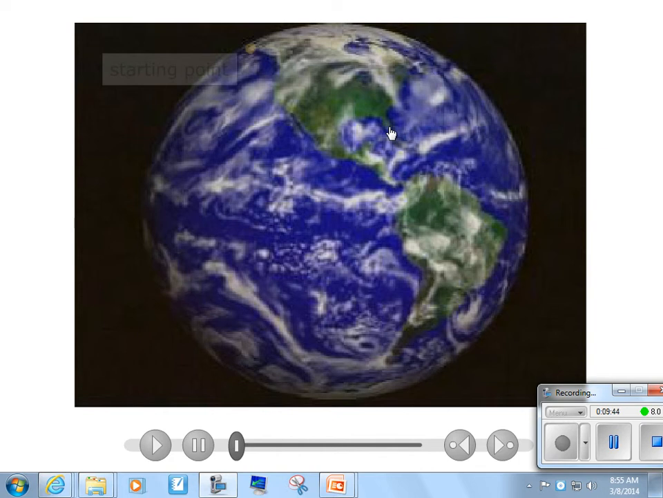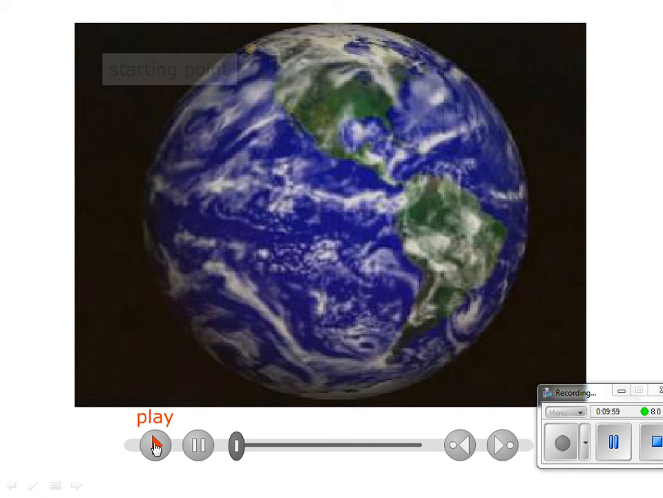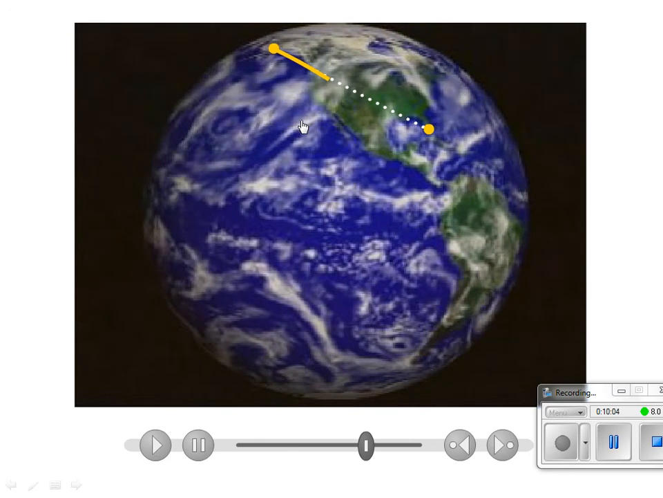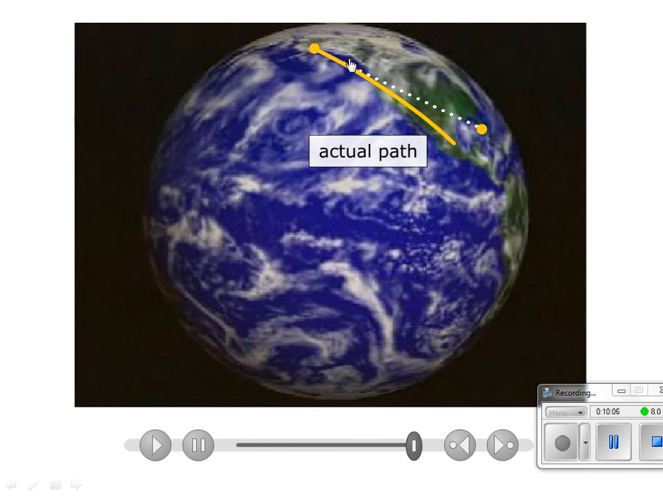Now, if we do not account for Earth's rotation, and if we try to fly in a straight path, we are going to miss our target, and this will illustrate the Coriolis effect. Alright, so I'm going to press play. Here's our starting point. This is our target. We're going to try to fly straight, but the Earth is rotating. Whoops, we missed our intended target. Notice the direction of deflection. Since we're in the northern hemisphere, we have missed our target to the right.